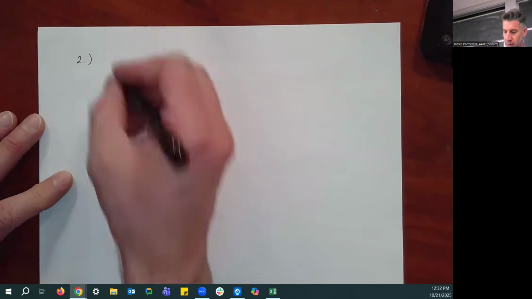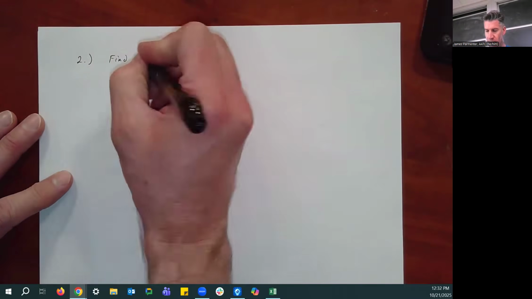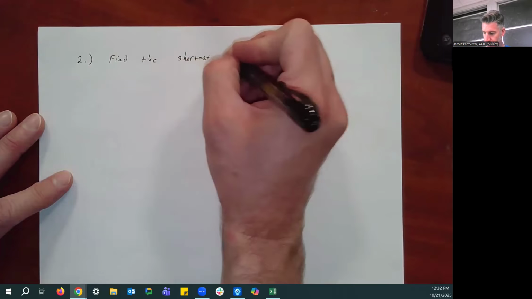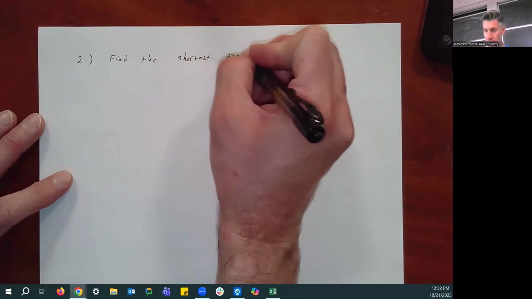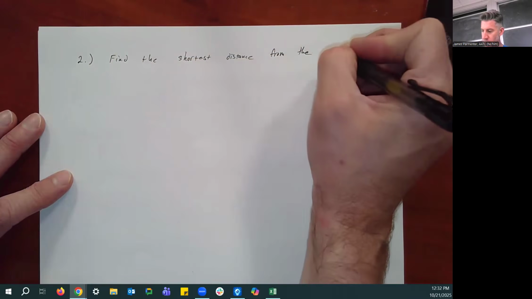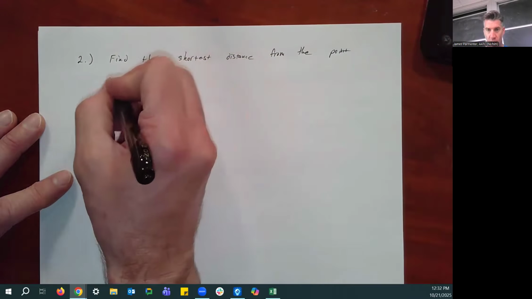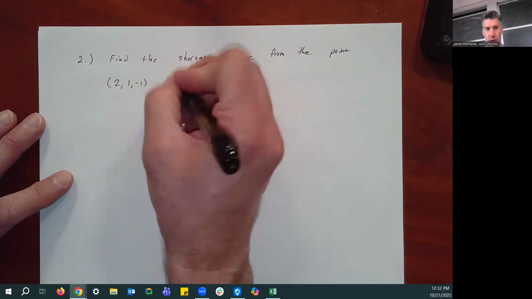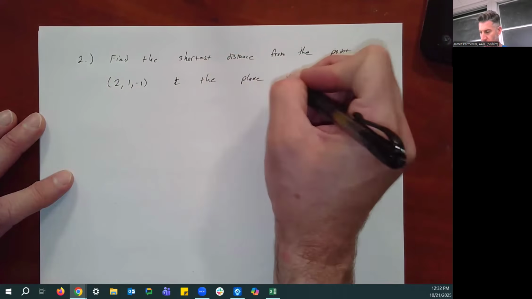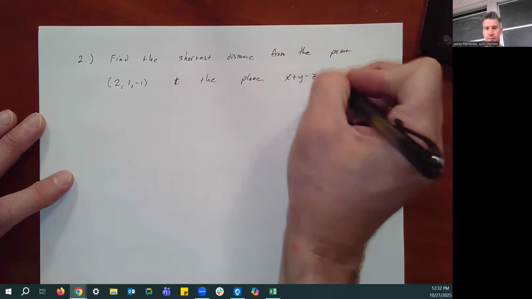All right, well, let's look at probably two more examples. Find the shortest distance from the point (2, 1, -1) to the plane x plus y minus z equal to 1.